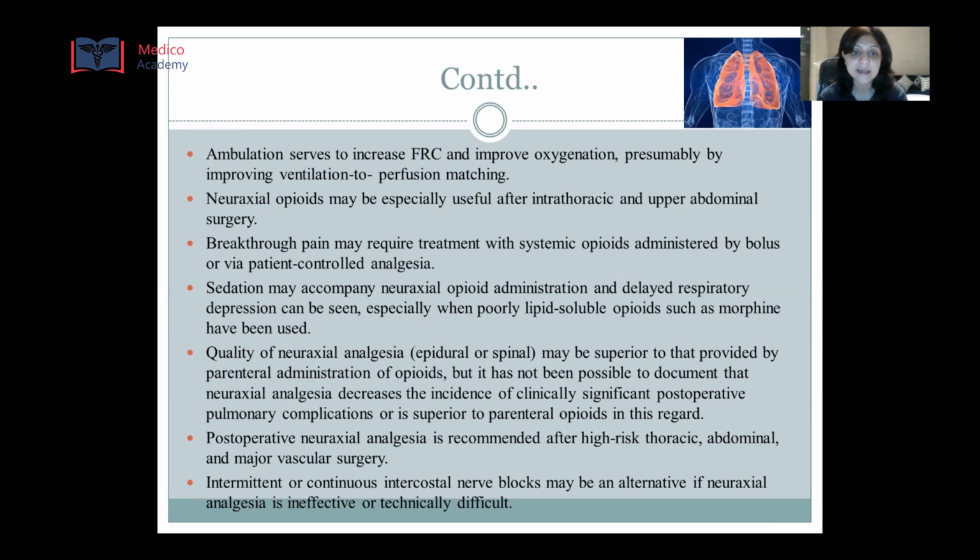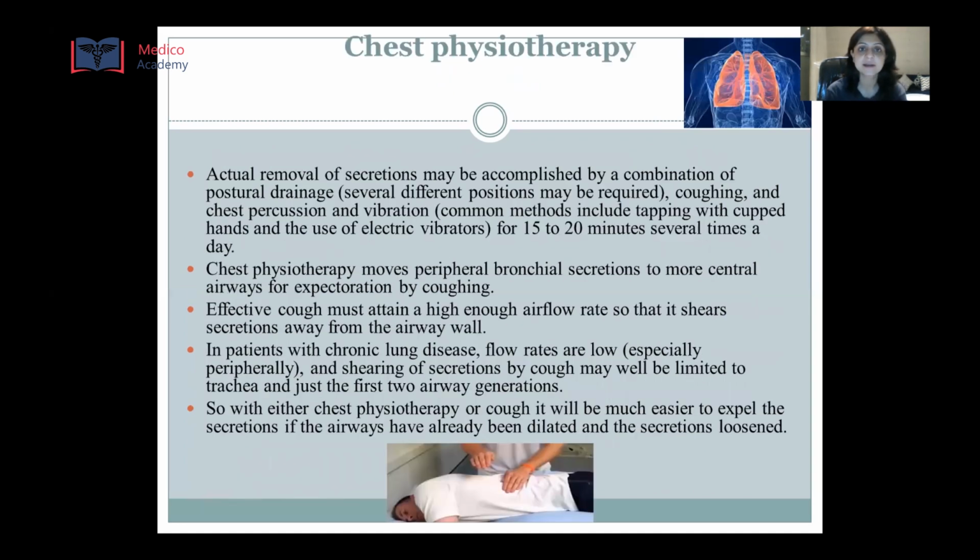The quality of neuraxial analgesia, whether it's epidural or spinal, may be superior to that provided by the parenteral administration of opioids, but it has not been possible to document that neuraxial analgesia will decrease the incidence of clinically significant postoperative pulmonary complications, or is it superior to parenteral opioids in this regard? So we recommend postoperative neuraxial analgesia in high-risk thoracic, abdominal, and major vascular surgery. Intermittent or continuous intercostal nerve blocks may be an alternative if neuraxial analgesia is ineffective or difficult technically.